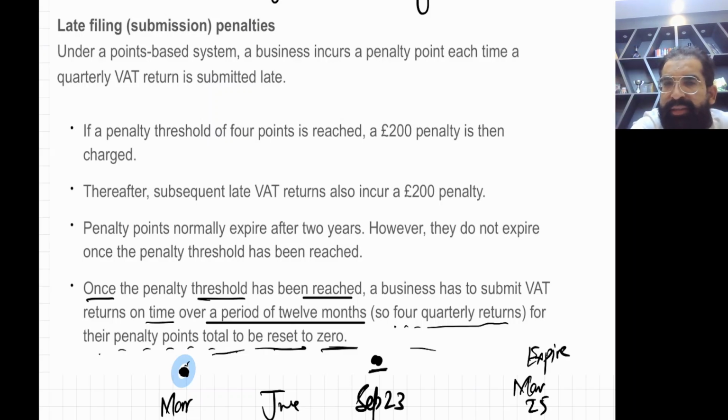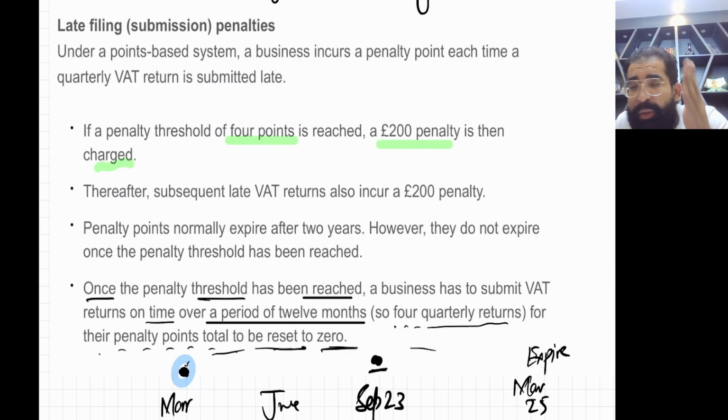See, under a points-based system, a business incurs a penalty point each time a quarterly VAT return is submitted late, okay? Whenever you submit a return late, one negative point is counted, okay? There is a penalty threshold of 4 points. If you have 4 negative points, then a £200 penalty is charged, okay? With the first point, no penalty. Second point, no penalty. Third point, no. But with the fourth point, you will get a £200 penalty.